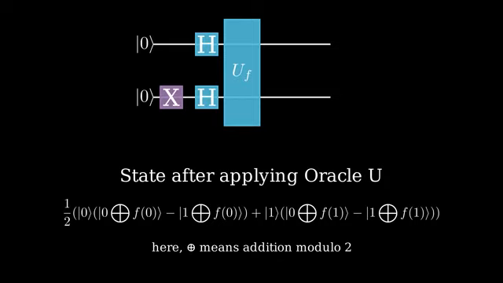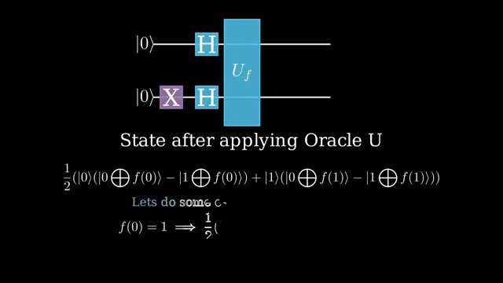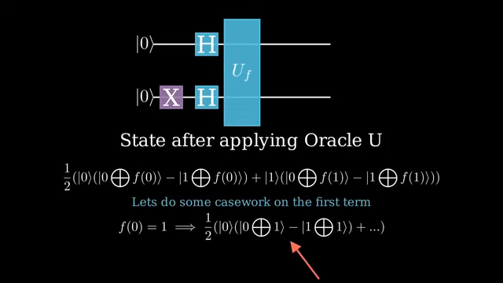Okay, don't worry, I'm going to explain what this means. Here, we can do some casework to get a better sense for what's going on. If f of 0 is 1, then we get the following, where our first term picks up a relative minus sign. If f of 0 is 0, then nothing happens.